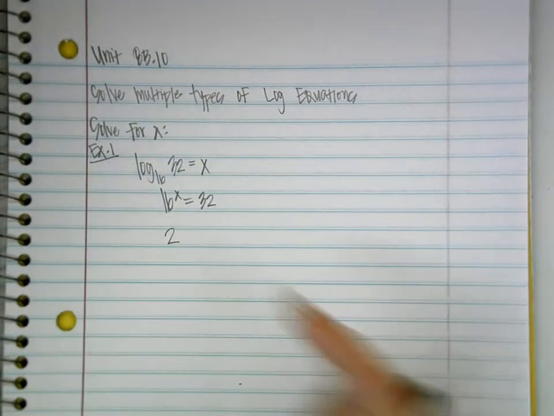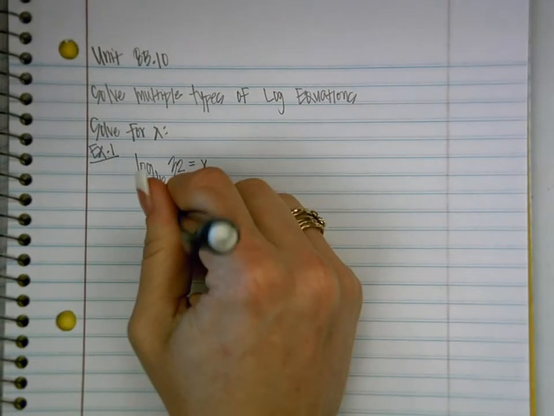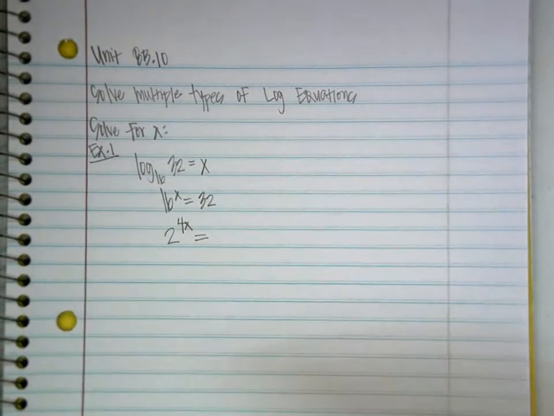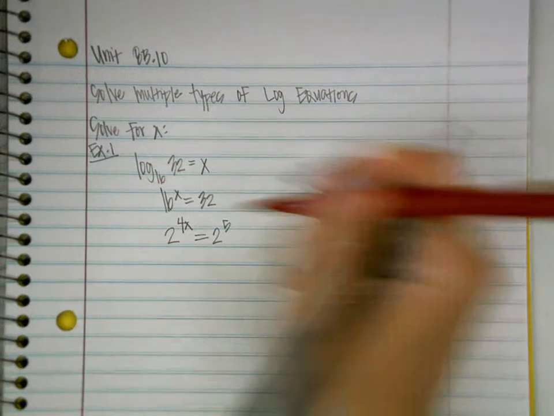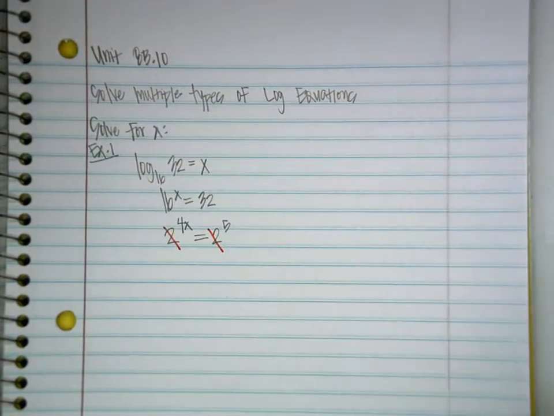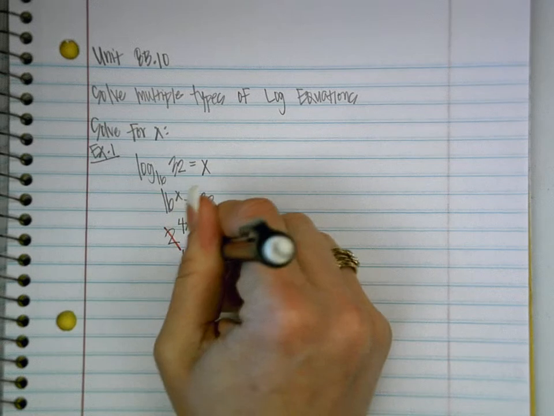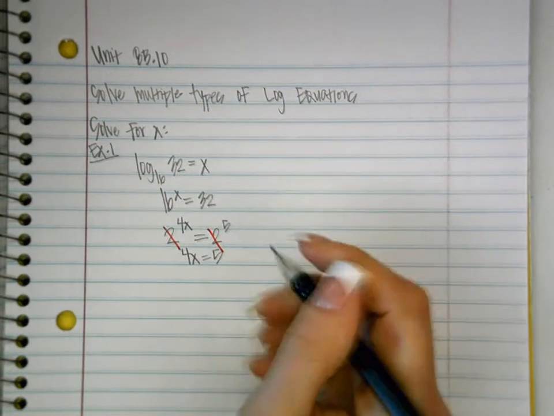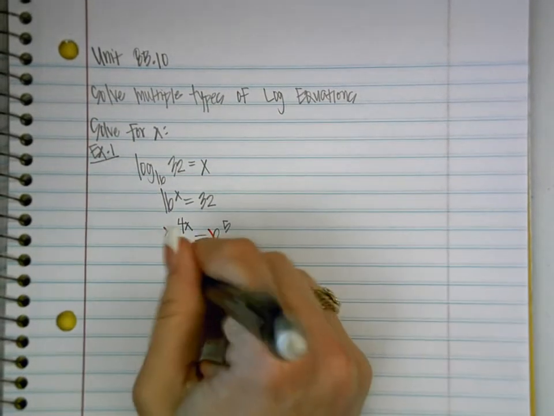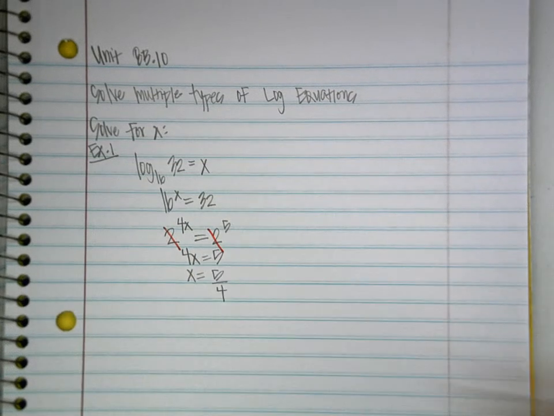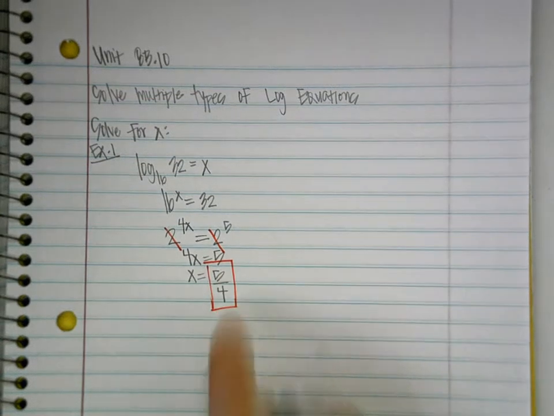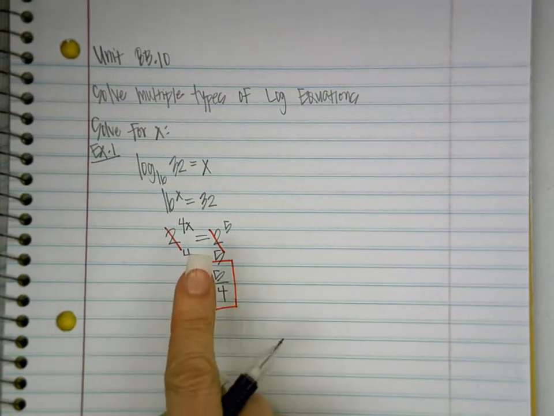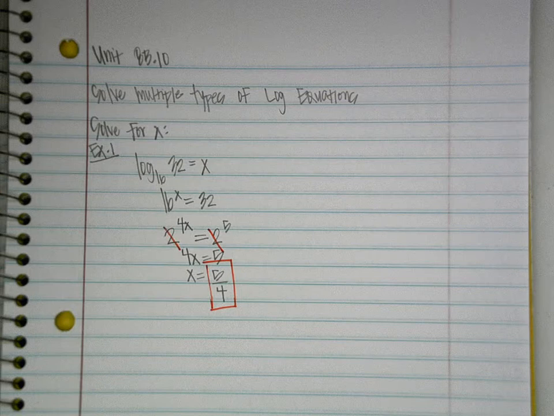2 to what power equals 16? 2 to the 4th, and we multiply by the x, equals 2 to what power equals 32? 2 to the 5th. Then, just like yesterday, once you have the same base on each side, you can drop the bases and set the exponents equal to each other, and then divide. x equals 5 over 4. Some people get these upside down, so remember that whatever's attached to the x is what you're dividing by. And that's it. x is 5 over 4.